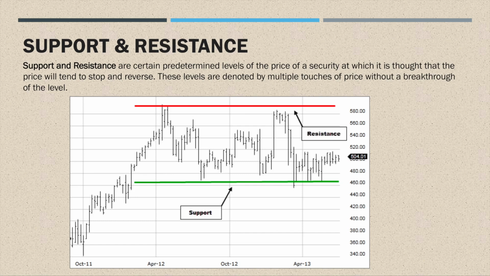So in this example of a hypothetical stock, you'll notice that the stock is going sideways. It's in a consolidation pattern. So you will notice that the stock, although it's in consolidation and moving sideways, still keeps bouncing up and down between these two imaginary lines. These lines are support and resistance.